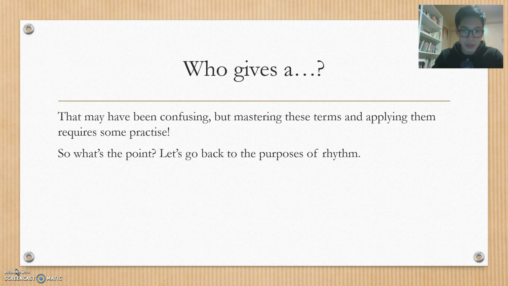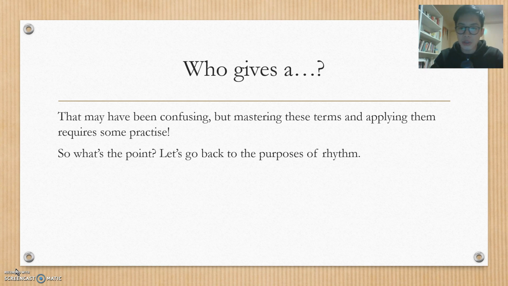So, what have we covered so far? We've covered meter, which is the way to describe or measure rhythm in poetry. We've covered the basic units of rhythm, that is the syllables and the two types that make up rhythm, stressed and unstressed. And we've also looked at feet, which are the basic building blocks of rhythm. And we've discussed some of the vocab that can be quite complex, but that you just have to train yourself to get used to. So who cares? Why should we care? It might have been confusing, but mastering these terms and applying them requires some practice, and it's really going to be key if you're going to be scoring high on your analysis of poetry.